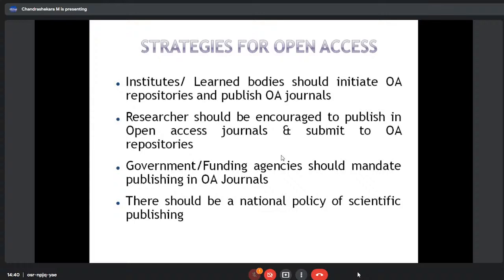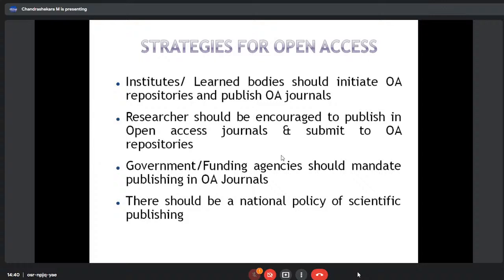What do they have to do? Many of these institutions are now concentrating on this, and their institutions are also supporting. Institutes and learned bodies should initiate OA repositories and publish OA journals. So they have to develop institutional repositories in their organizations and inform the teachers and research scholars to publish their articles in reputed open access journals.